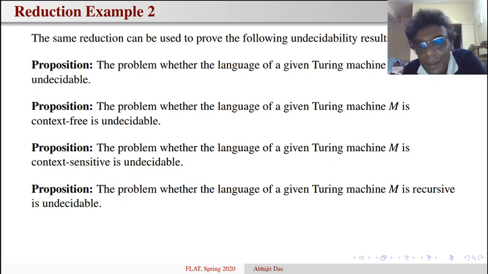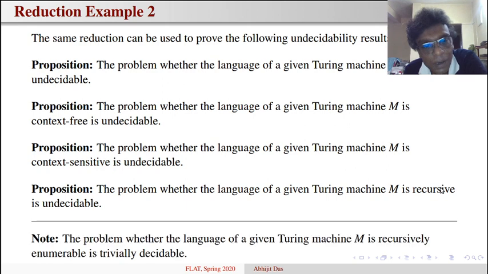However, if I replace finite, regular, by recursively enumerable, the problem whether the language of a given Turing machine is recursively enumerable is trivially decidable, because M is a Turing machine, therefore its language has to be recursively enumerable. So this problem is trivially solvable. Its answer is always true.